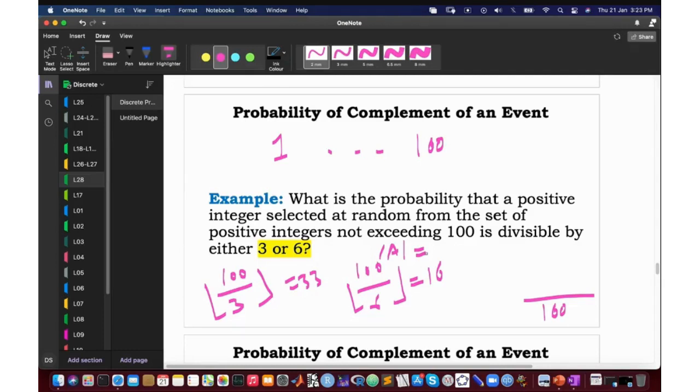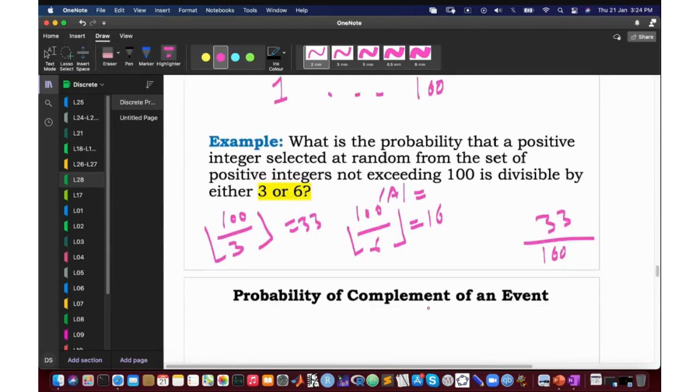No, sir, because it is either 3 or 6. If it's divisible by 6, it's definitely divisible by 3, right? So we only need to compute the numbers which are divisible by 3, which is 33 over 100. Is everyone on board? Yes, sir. So it's a trick question.